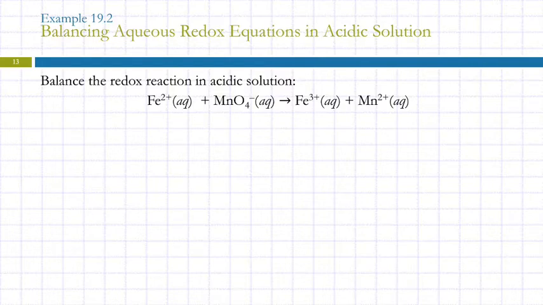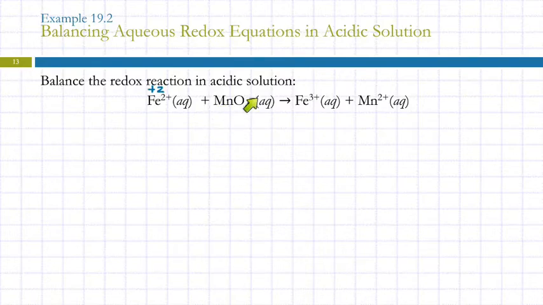Okay, now the cheat sheet on the right is gone. Balance the redox reaction in acidic solution. Well, let's assign oxidation states. What's the oxidation state for Fe2+? It's +2.